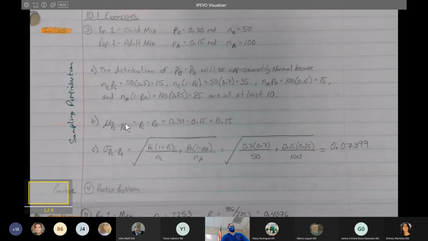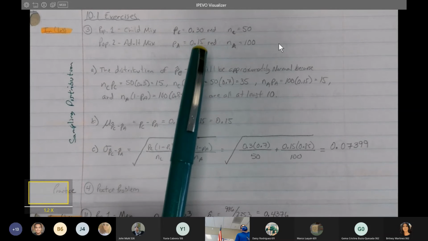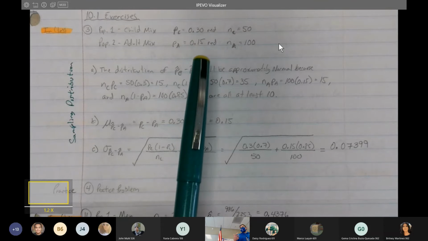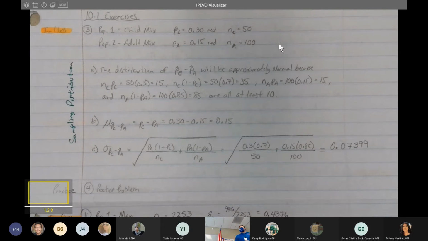All right, so on the shared screen here, if you're live in person, you can kind of see it. I know it's not terribly dark, unfortunately, just because of lighting. For this first question, at the top here, I've shown the necessary information from the context. We have our populations, child and adult mix, the proportions for the population, our parameter proportions here, and then we have the sample sizes. Please note that the sample sizes are different. The sample we took from the children's population is 50 jelly beans, and the sample from the adult is 100. They are not the same.